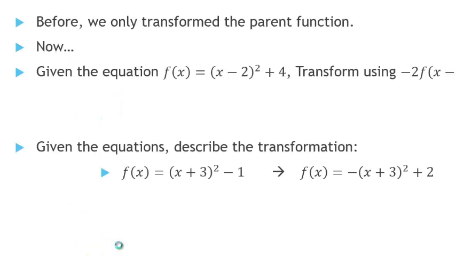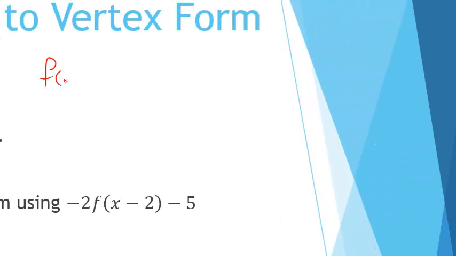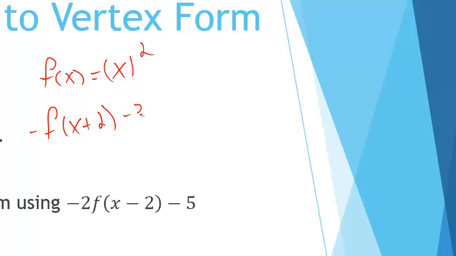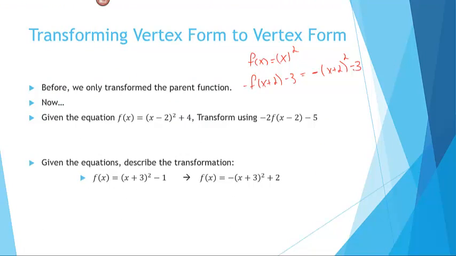Different topic now. Transforming vertex form to vertex form. Before, we only transformed our parent functions. So f of x equals x squared, and we transformed it using, let's say, negative f of x plus 2 minus 3. So since we have a negative on the outside, put a negative on the outside. On the inside, we have x plus 2, put (x plus 2) squared. On the outside, we have a negative 3, so put a minus 3. There's our transformation. But now, we're transforming our vertex form to vertex form, using this transformation right there.